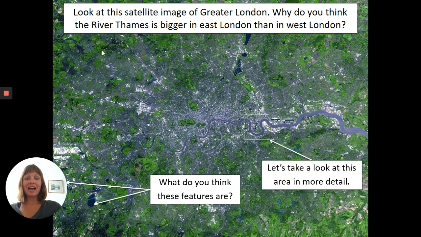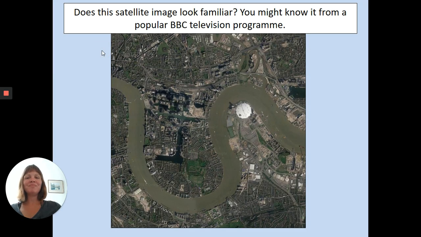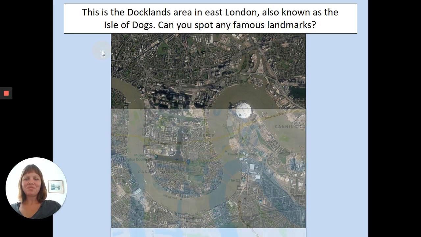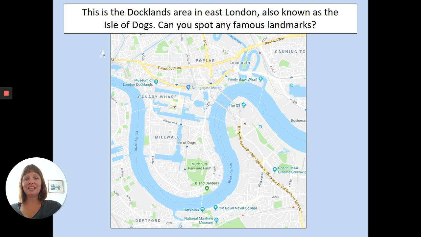Taking a look at this area in a lot more detail, you might recognise this picture. It's a satellite image which is very familiar from a popular BBC television programme. If your parents are EastEnders fans, you might have seen this before. And this is the Docklands area in East London. It's also known as the Isle of Dogs.